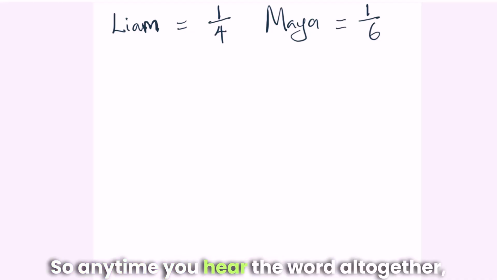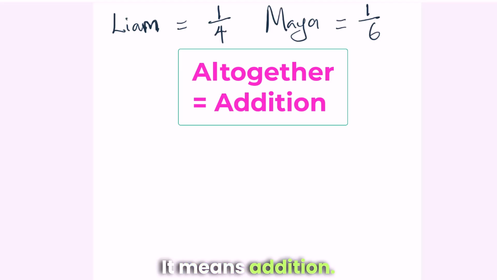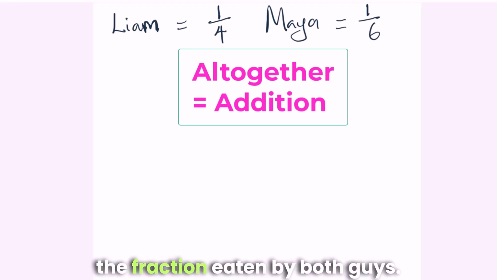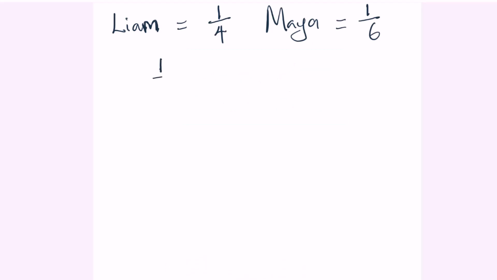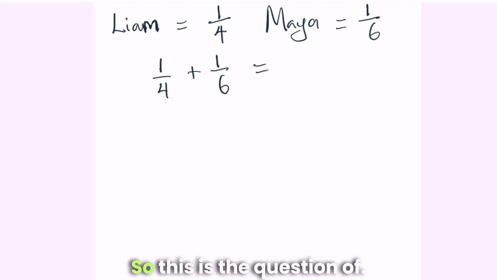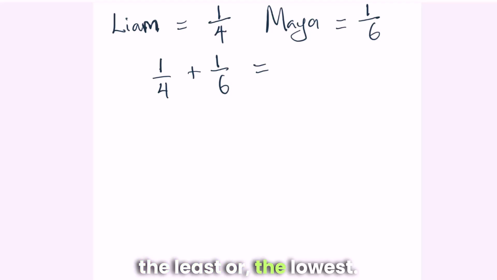So anytime you hear the word altogether in a word problem, it means addition. So we need to add the fraction eaten by both guys. So that gives us 1/4 plus 1/6. So this is a question of addition of fractions. How do you add fractions? You add fractions by finding the least or the lowest common denominator.